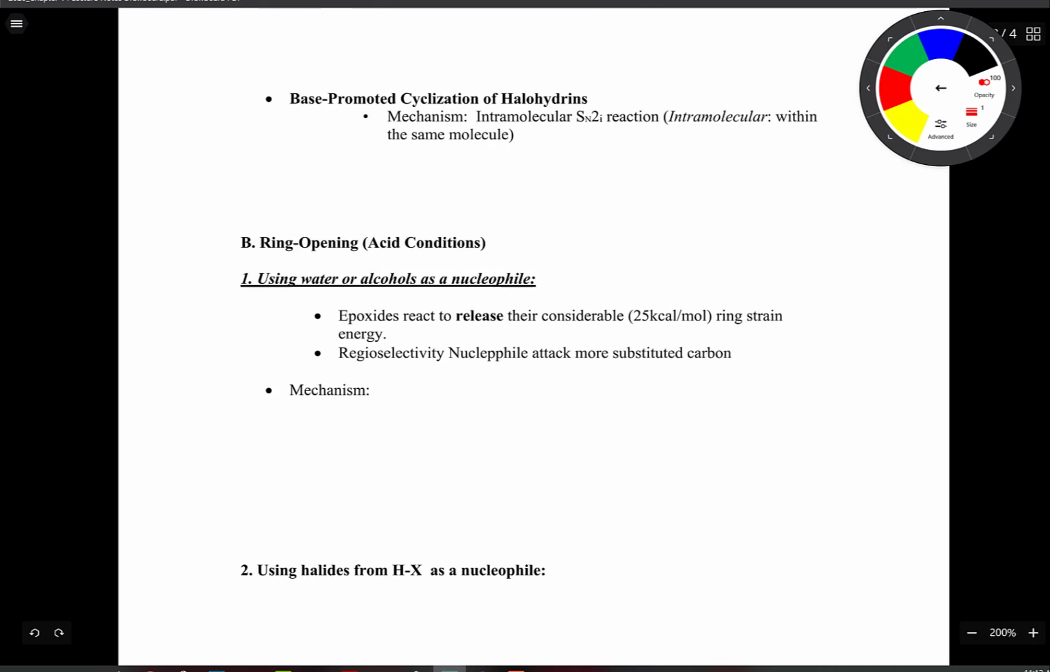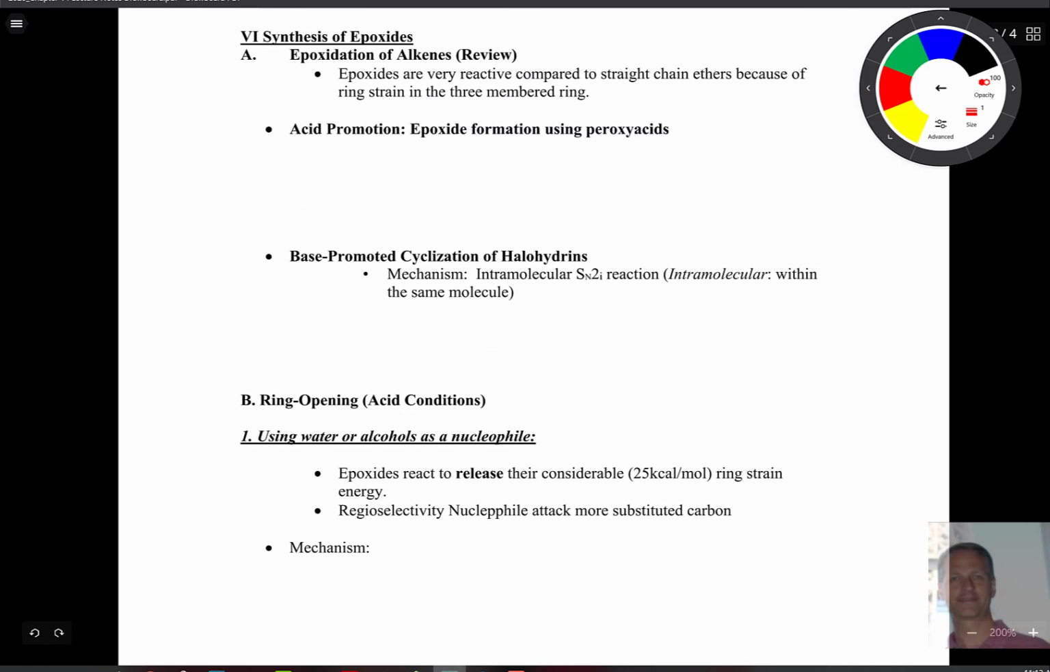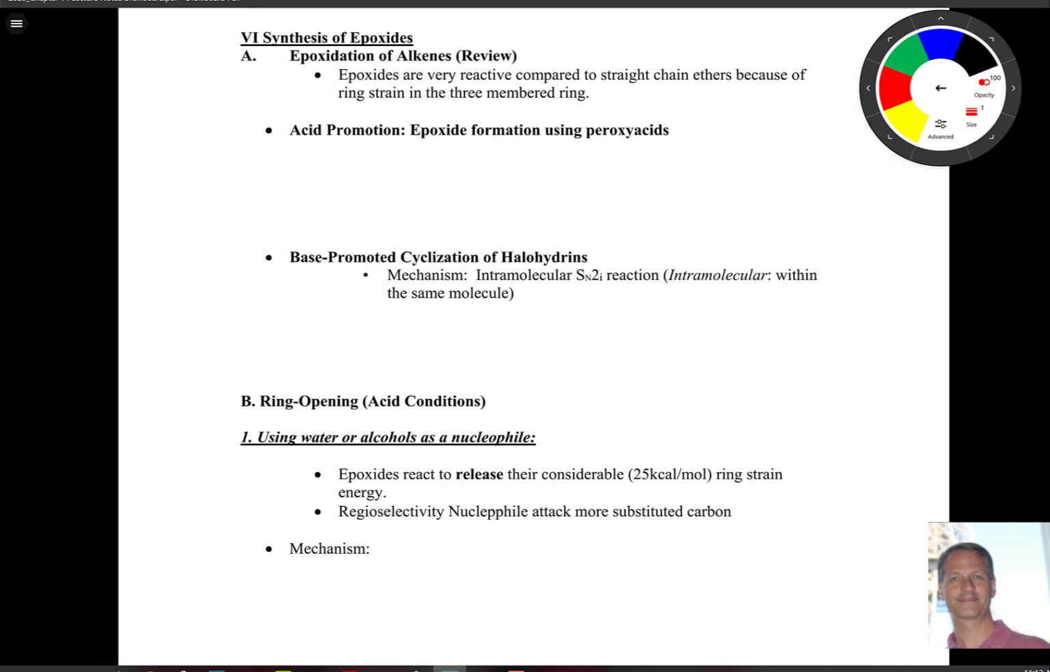So in this next section, I want to talk about some of the reactions that we've seen before with epoxides, and then look at some new reactions. So we're going to talk about forming epoxides and how rings can open. Remember those epoxides, those are those three-membered ring ethers. So we've reviewed this reaction in one of our previous lectures with chapter 14, but let's do it again here.